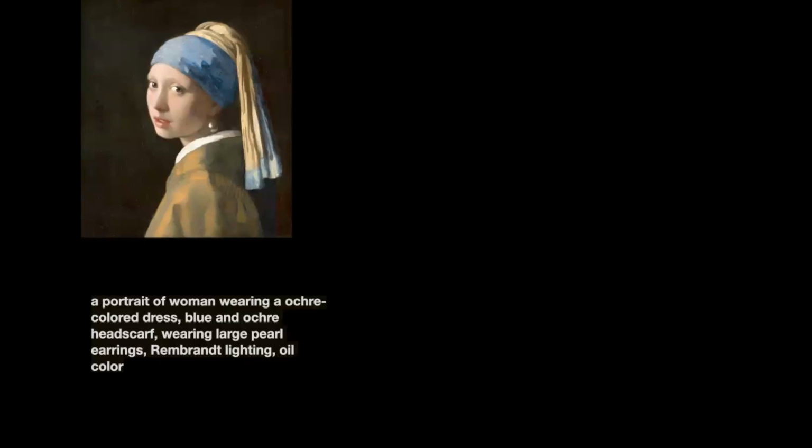This is a very famous painting by Rembrandt, Girl with a Pearl Earring. Rembrandt clearly thought of everything he wanted to do, how he posed the woman, what she was wearing, the lighting, her facial expression, the background, the color palette, the lightness, darkness, the contrast, everything. So let's see. I asked the AI to do a portrait of a woman wearing an ochre colored dress, blue and ochre headscarf, wearing a large pearl earring, Rembrandt lighting, oil color.